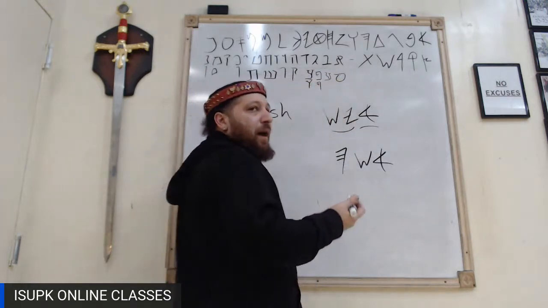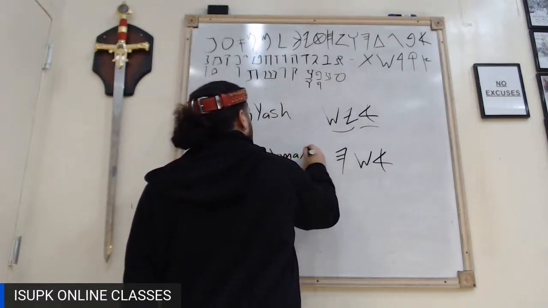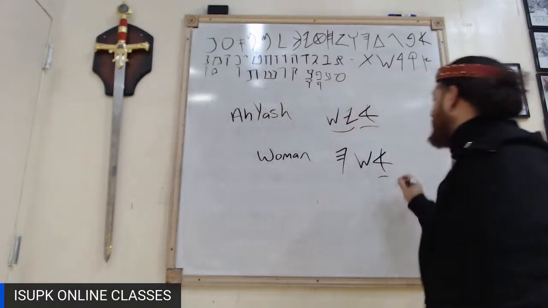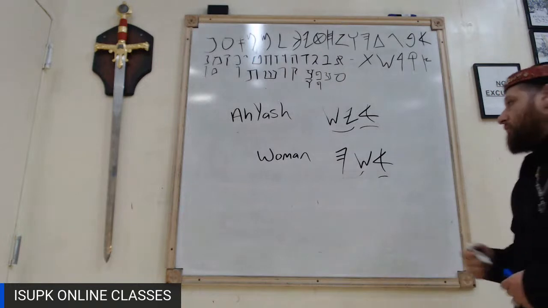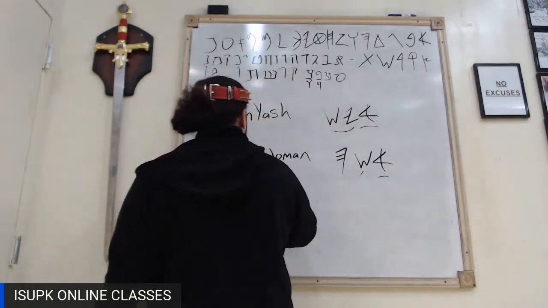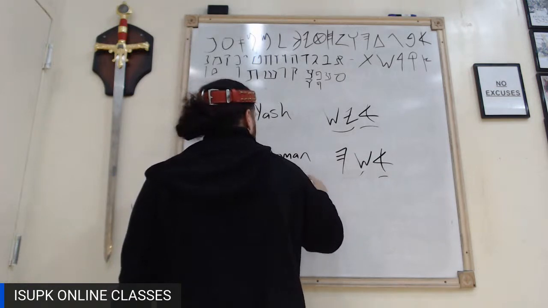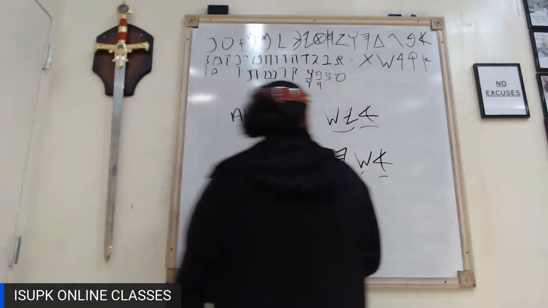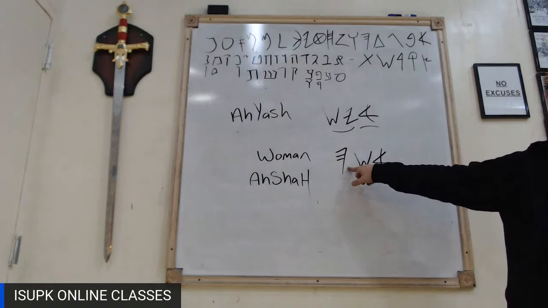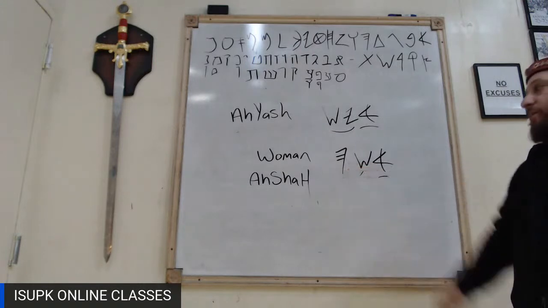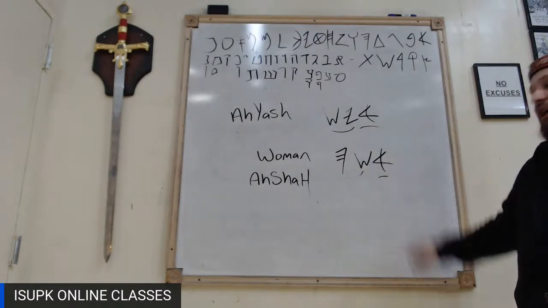Sounds masculine, right? Now, woman. Asha. Remember, ha at the end is feminine. Man, ayash. Woman, asha.